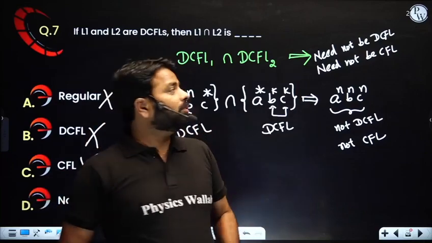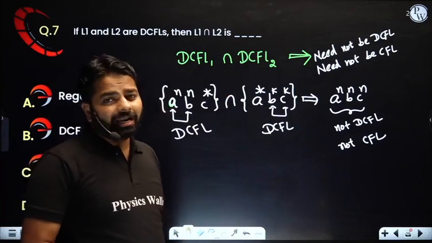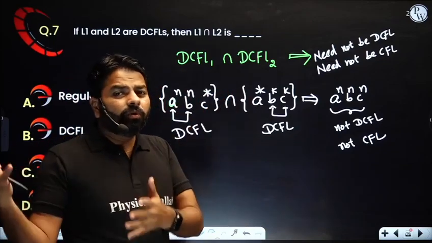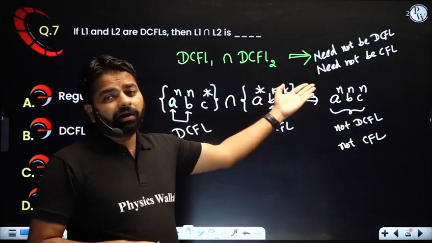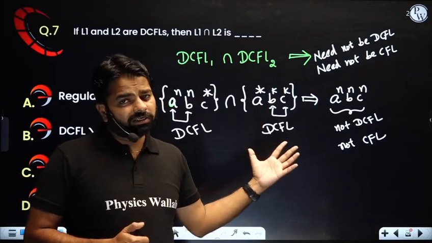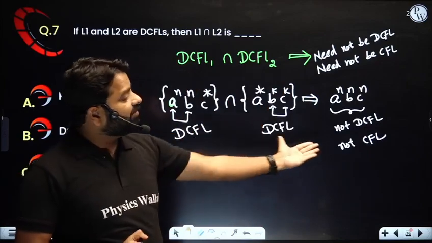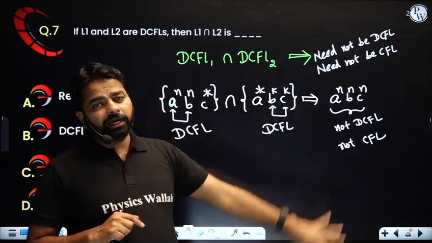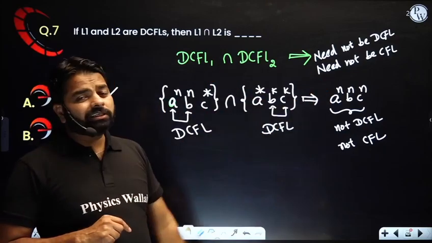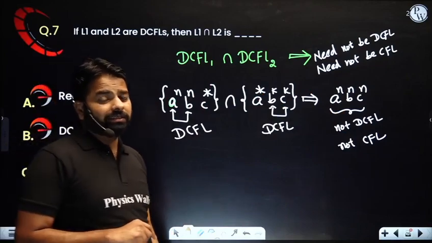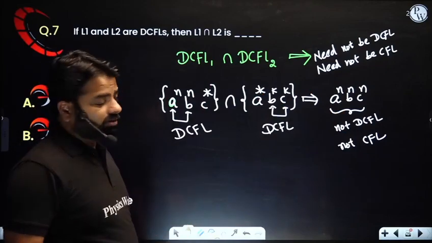Very, very important point. When you look at these theoretical lines, DCFL intersection DCFL, "oh, it will be DCFL", that's wrong. Right? You can't say always DCFL. Sometimes DCFL, sometimes not DCFL. For that, I have just given an example here. Okay. So it depends on what languages you take. If these two languages are DCFL, you may not get a DCFL sometimes, but sometimes you will get DCFLs.